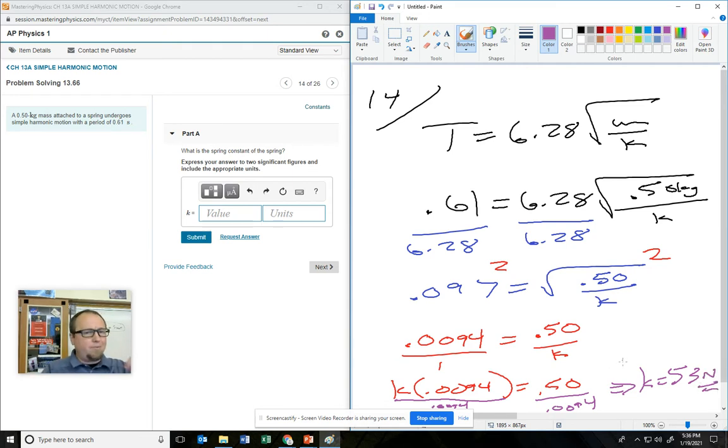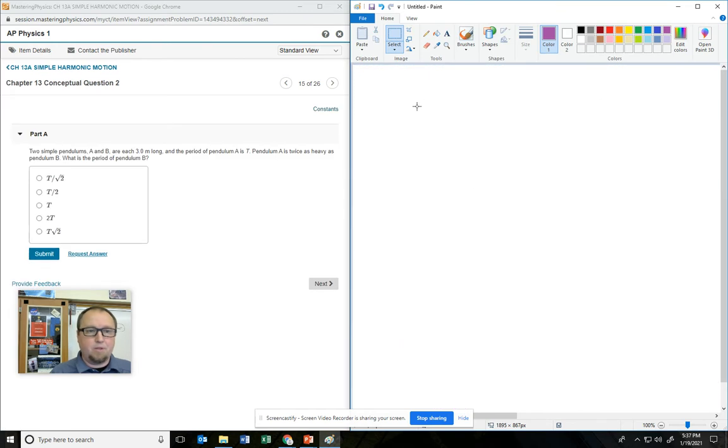It's a little bit harder math, right? Because you're having to solve for not only something on the bottom, but you have other things you have to do before you can get there. All right, 15. Two pendulums, 3 meters long. Period of pendulum A is T. Pendulum A is twice as heavy as B. Oh, no. Not telling you.